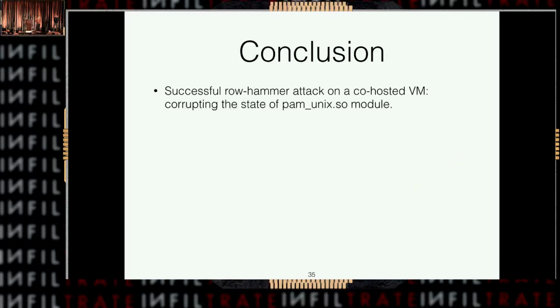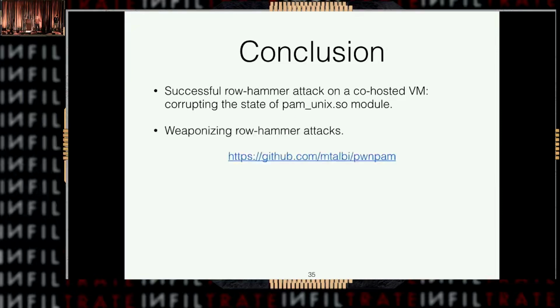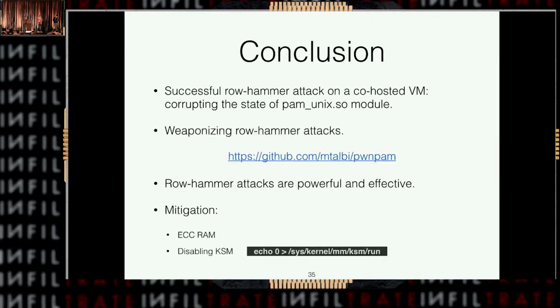A few words of conclusion. The idea here was to have a successful Rowhammer attack on a co-hosted virtual machine by corrupting the state of the pam_unix.so module. Every tool we have is open source, so you can find it at this GitHub account. The idea was also to remind our team and our coworkers that Rowhammer attacks are powerful and effective, and you have to take them into account. There are only a few mitigations available currently, ECC RAM obviously, and disabling KSM, but both mitigations are quite expensive.